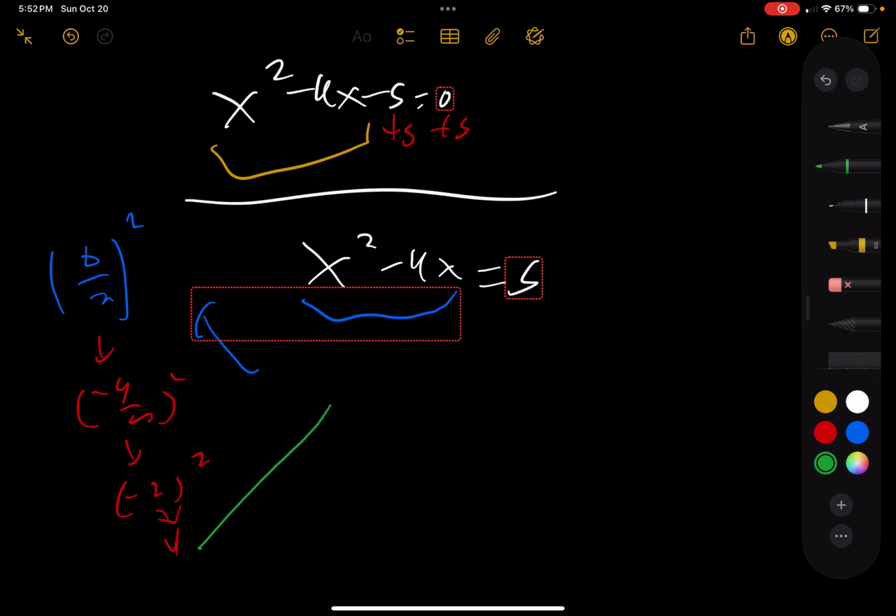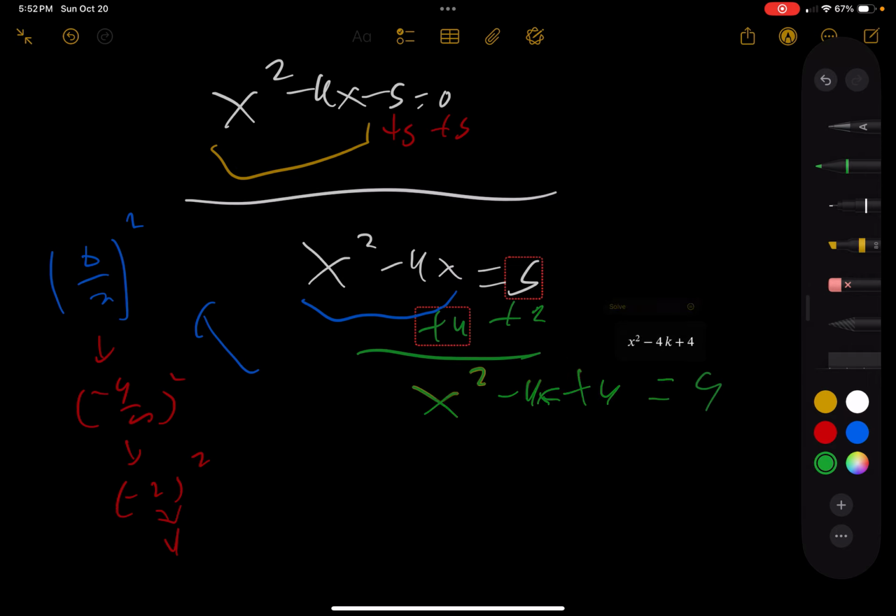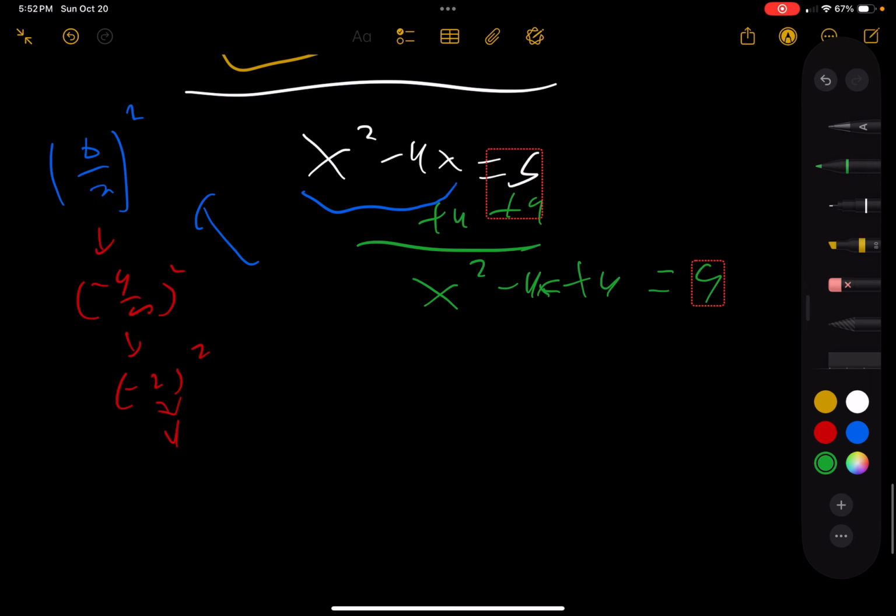So now we've got to add this to both sides of the equation. Whatever you do to one side, you do to the other. 4 plus 4: x squared minus 4x plus 4 equals 9. That's a 4. Now, we can factor this out really easily. We don't even have to think.